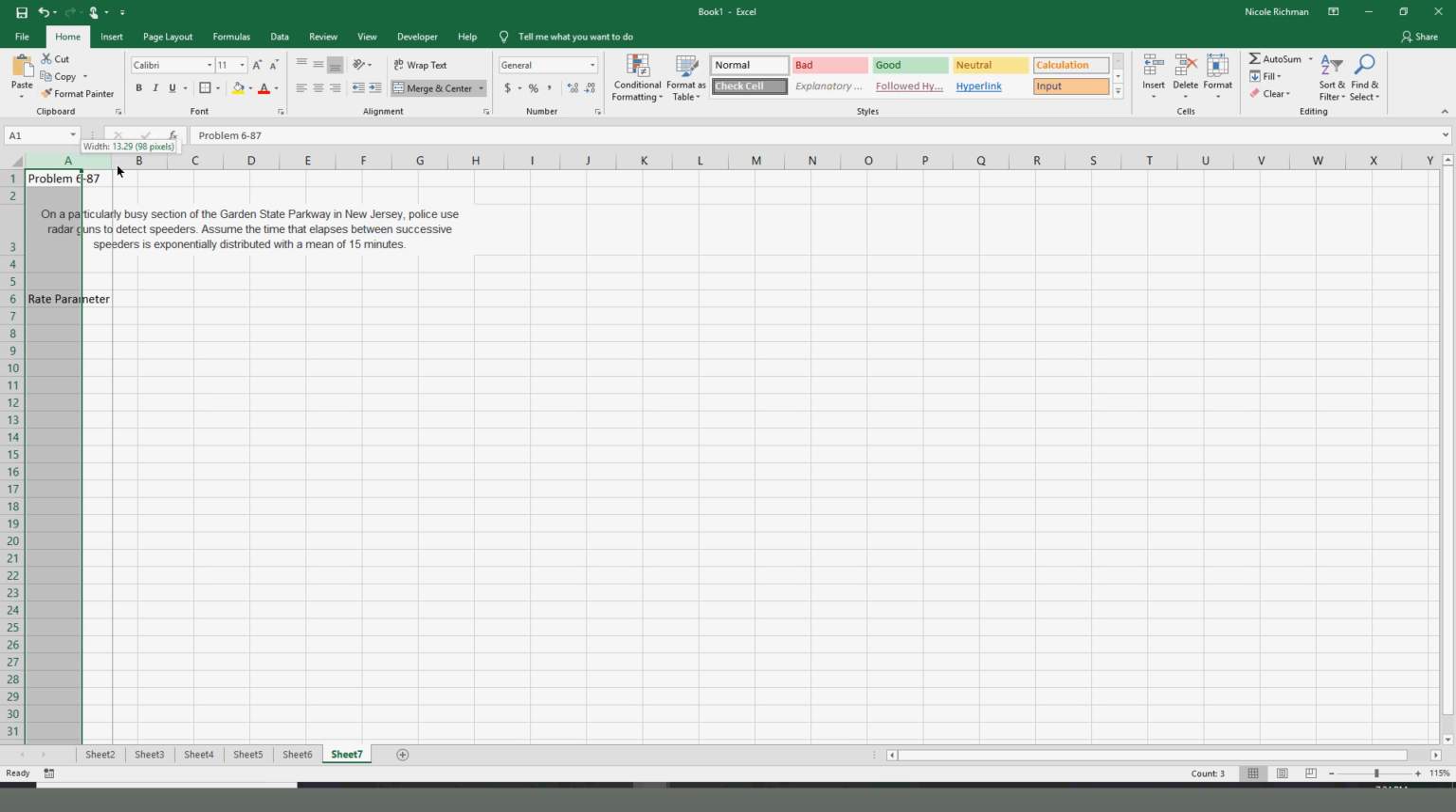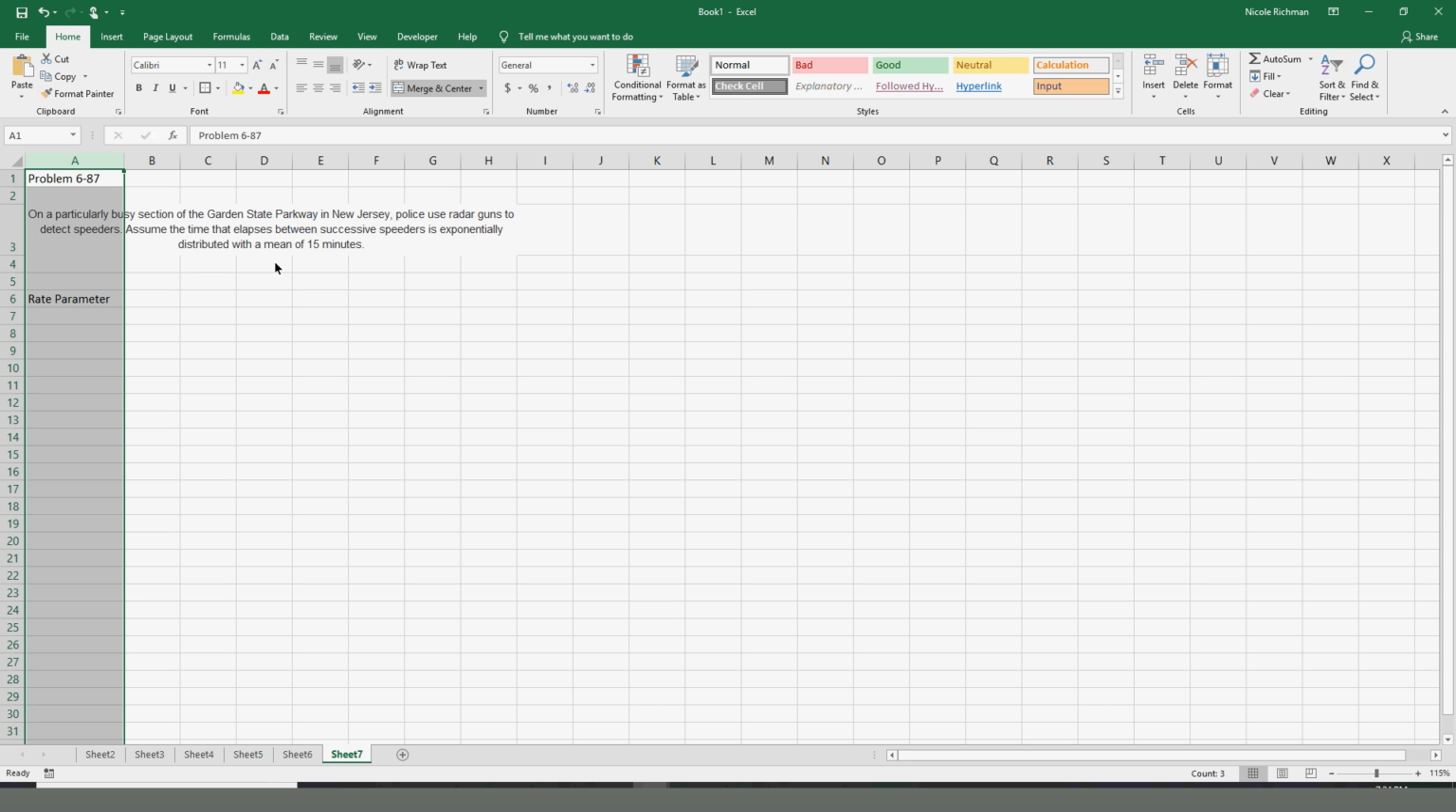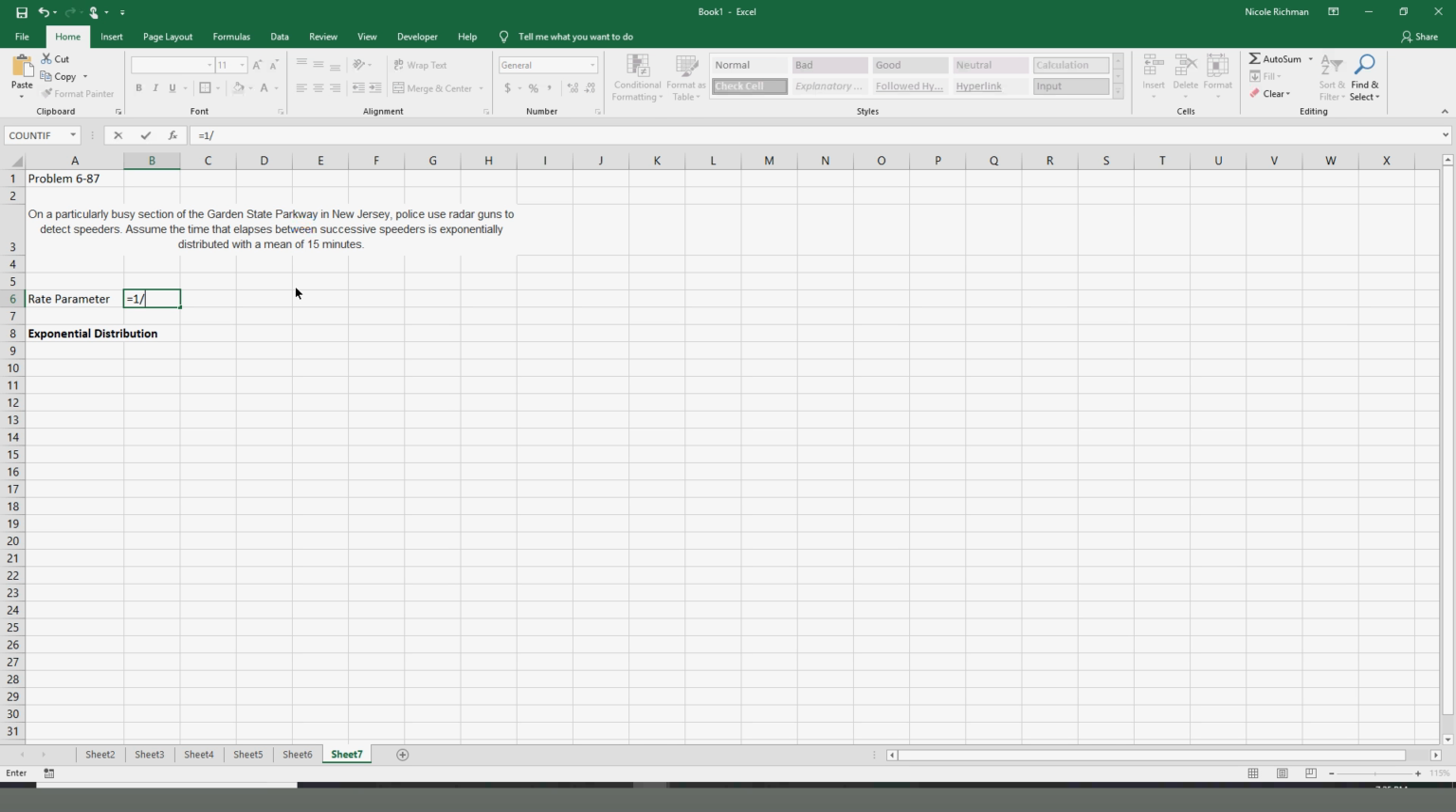In this problem, it says that we have a distributed mean of 15 minutes, that speeders are exponentially distributed. So we know we're going to do exponential distribution, just like we did with the bats. So our rate parameter, if we have a mean of every 15 minutes, we're going to do 1 divided by 15. So we have 0.0667 per minute.